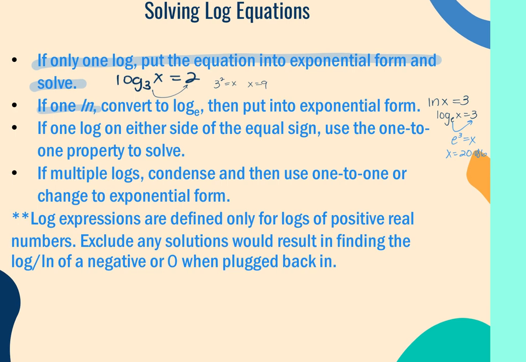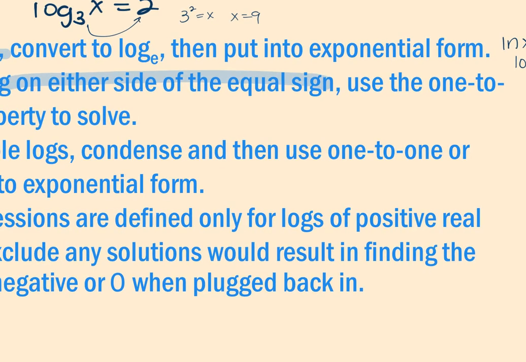The third one is if there's one log on either side of the equal sign. We have done these two. If it says log of this equals log of this, same log on either side of the equal sign, we ignore the logs and we use the one-to-one property. So if you remember these, this said like log of x plus 3 would equal log of 15. Same log on either side of the equal sign, we would just say x plus 3 equals 15 and x equals 12.